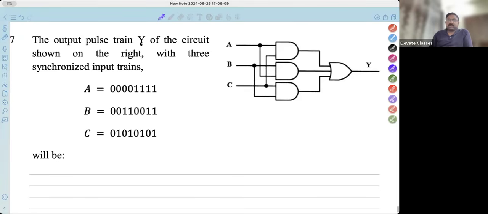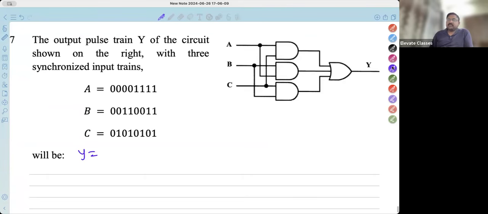The output pulse train Y of the circuit shown on the right with 3 synchronized input trains. That means in A you are continuously inputting this: first 0, next cycle 0, next cycle 0, next cycle 0. In B you will input 0, 0, 1, 1, and so on. In C you will input this. And they want the output Y. What will the answer Y be, for all these variables?